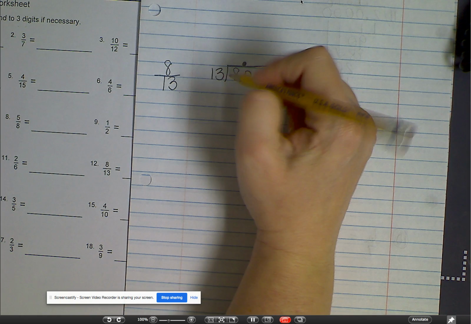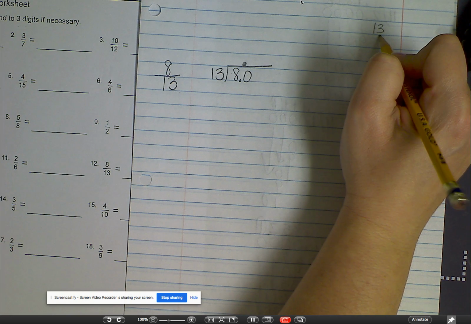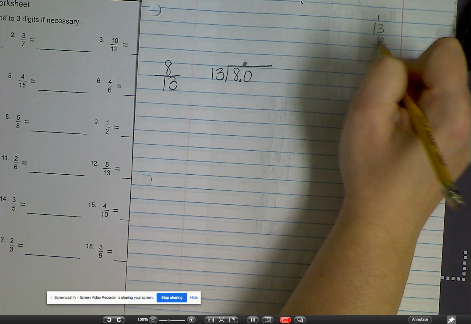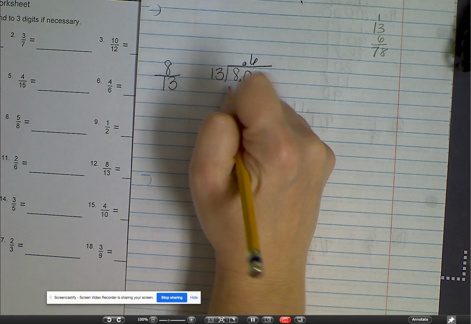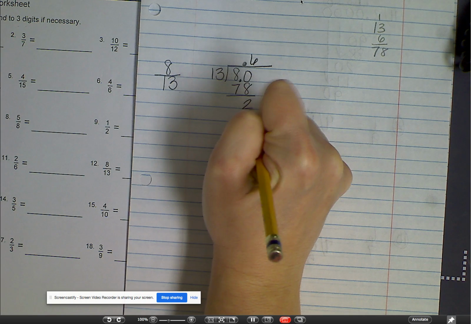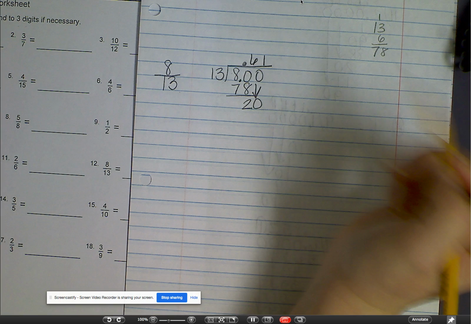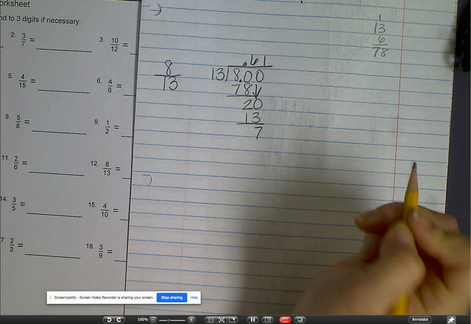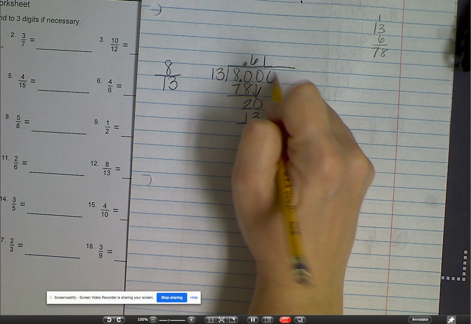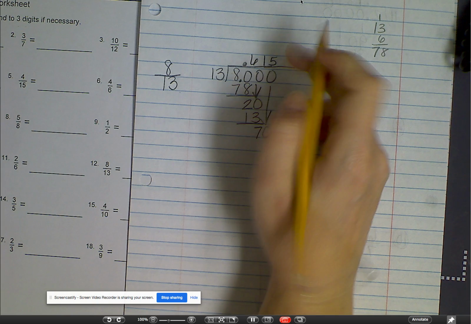I'm going to add my decimal there, and then I've got to make sure I bring it right up. 13 goes into 80. Let's see, 13 times, let me try 6. 6 times 13 is 78. And then I have 2 left over. Bring down the 0. And then that's 1 time. 1 times 13 is 13. So that's 7 left over. Add my 0. 13 goes into 75 times.